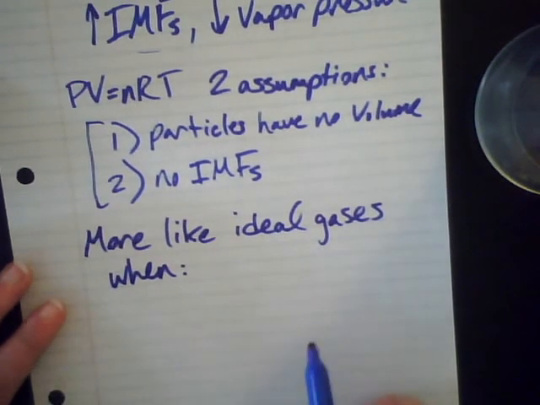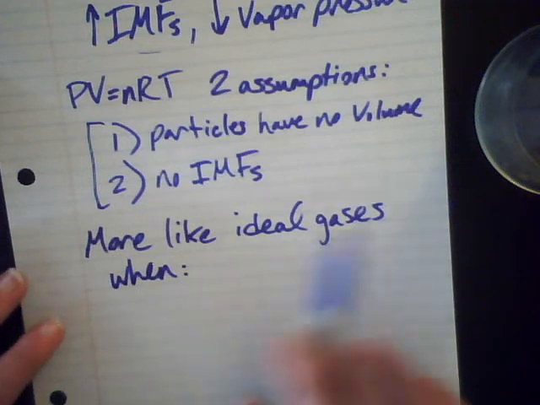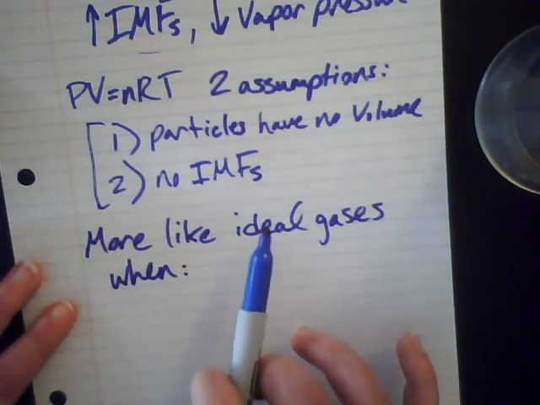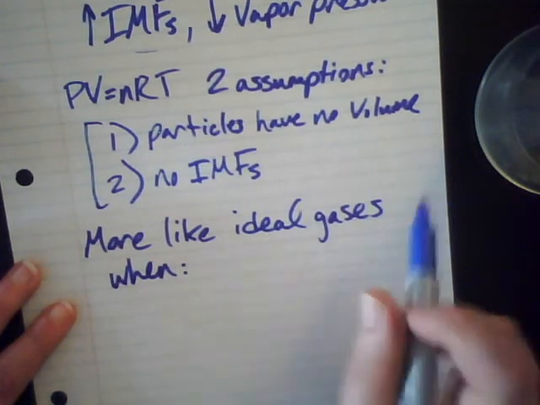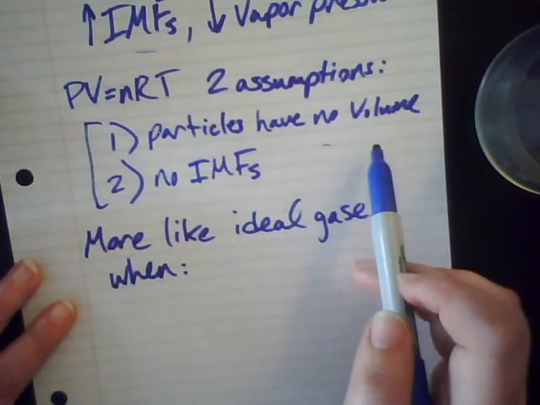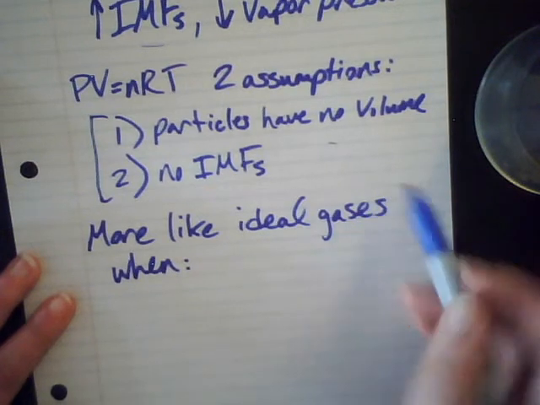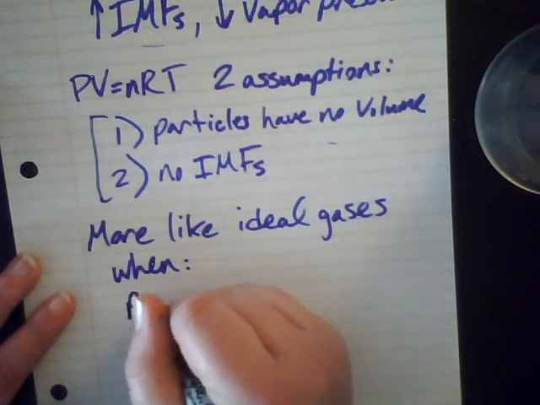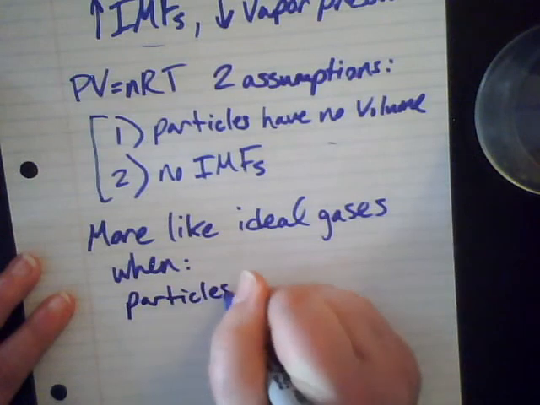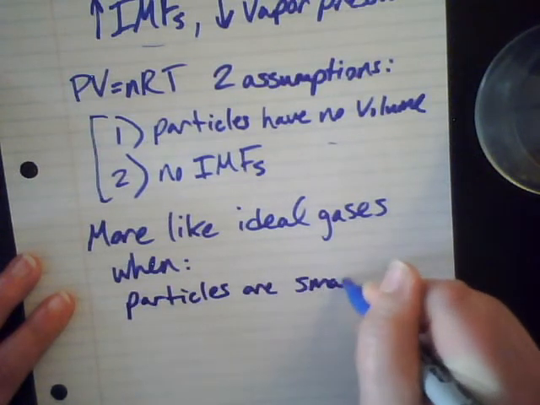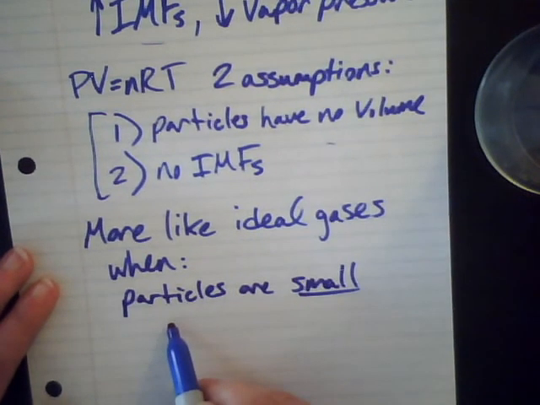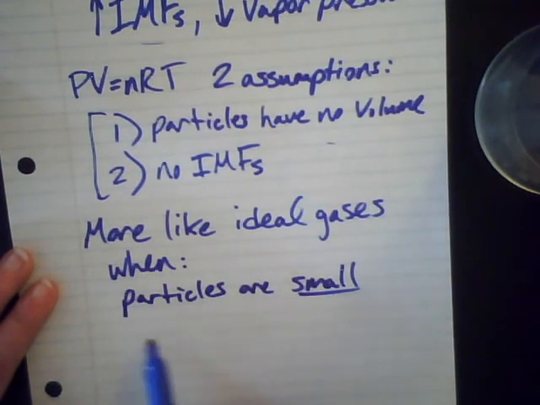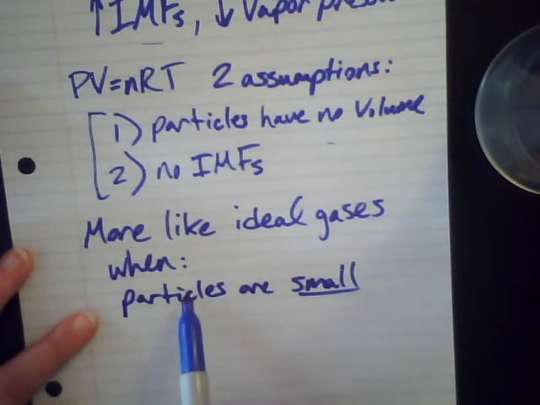So if we're analyzing a gas and trying to figure out if it's more like an ideal gas or if it's something we'd have to use the van der Waals equation for, then we'd have to see whether or not the particles are close to having no volume. So that means that they're small, right? It's more like an ideal gas when particles are small. And again, particle here can mean either an atom or a molecule, right? If you have a big complicated structure that's a gas, then that's probably not going to fulfill that first assumption.